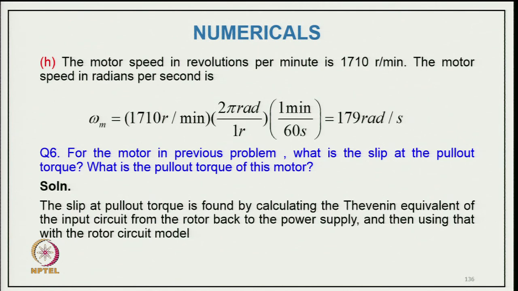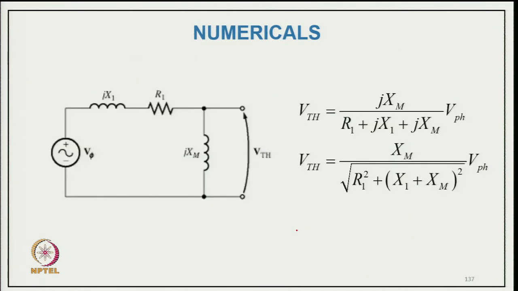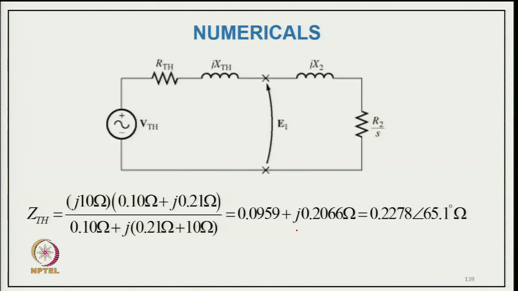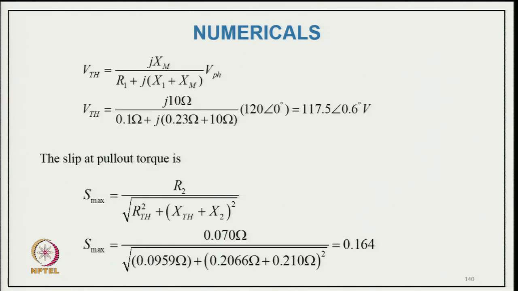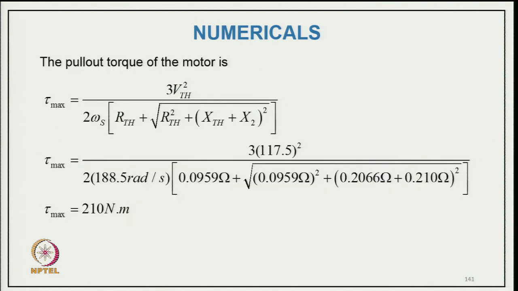Now, coming to example 6: for the motor in the previous problem, what is the slip at pull out torque, and what is the pull out torque? The slip at pull out torque is found by calculating the Thevenin equivalent of the input circuit and the rotor power supply, and then using the formula. So, we are taking the Thevenin equivalent here to find VTH and ZTH, and that is the total equivalent circuit. So, we got ZTH here, then VTH and ITH. VTH is 117.5 at the angle of 0.6 volt, and the slip at pull out torque s max equal to R2 upon the square root of RTH square plus (XTH plus X2) square, putting the value, it comes to 0.164, and the pull out torque T max, putting the value in the relation, comes to 210 Newton meter.